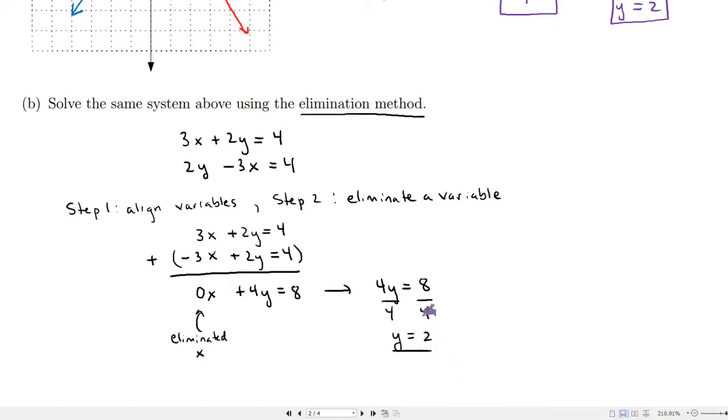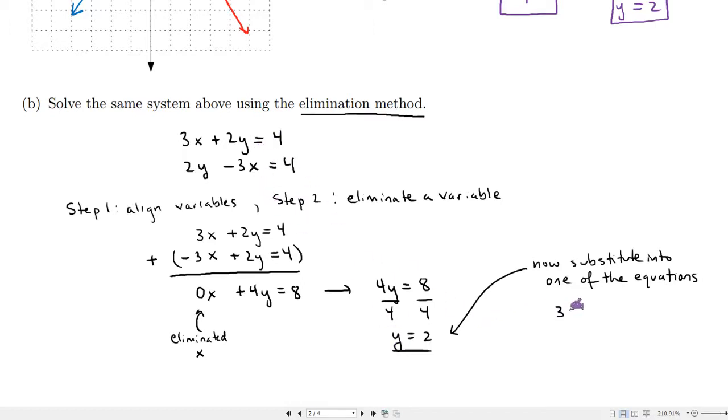Okay, and how do we figure out what x is? Well, all you got to do is now substitute into one of the original equations. Remember that the solution is going to be on both of these lines. So if they do indeed intersect, it doesn't matter which one you substitute into. So let's substitute into the first one.